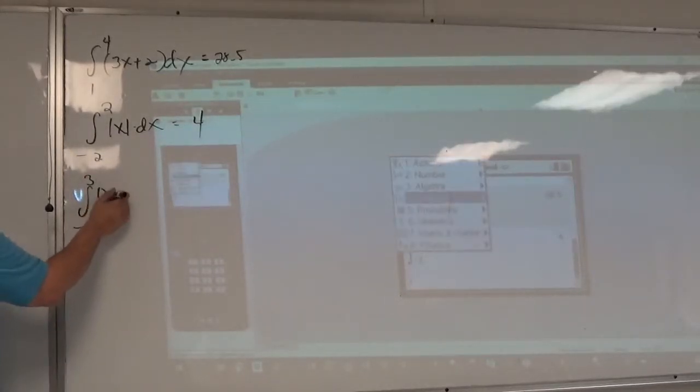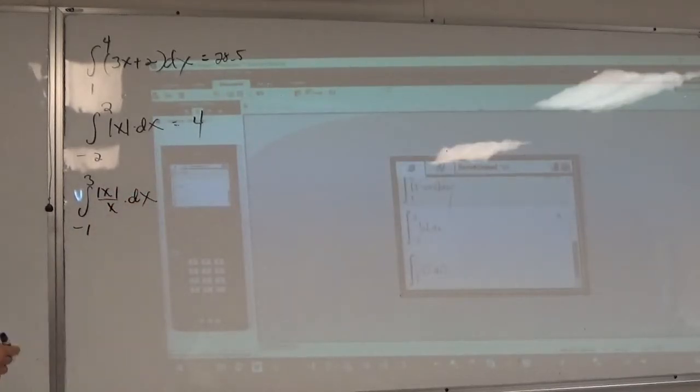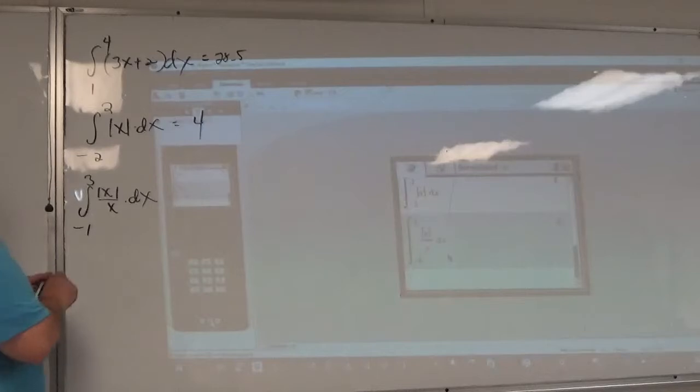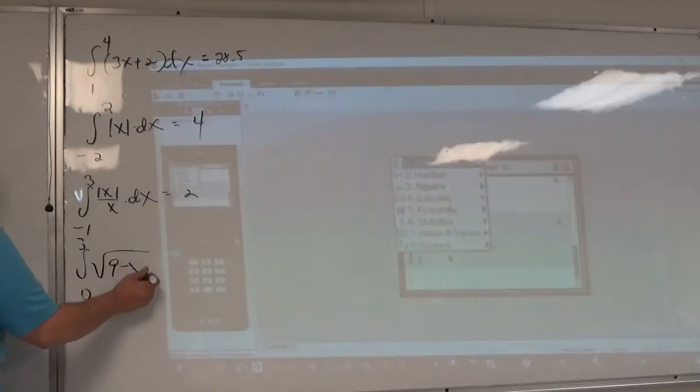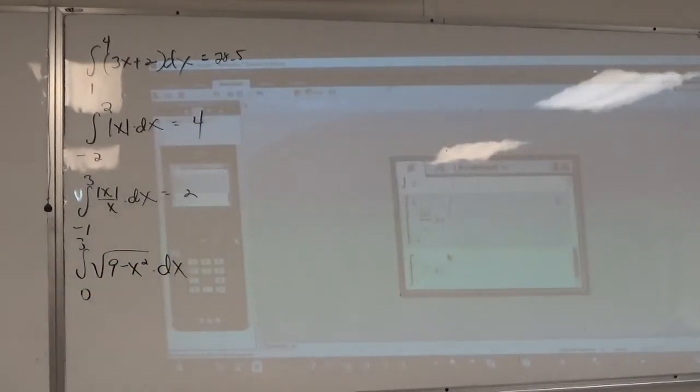Was it negative 1 to 3? Yep. I love the TI Inspire in that you get the opportunity to match exactly what is on the paper. You don't need any special notation. Pop it in, and we're going to get 2, and that feels good. And let's see what your calculator knows about the last one. Integral from 0 to 3, 9 minus x squared with respect to x.